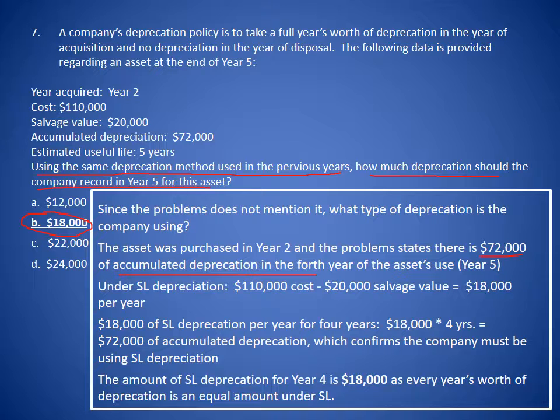So I'm going to first try straight line because that's the most simple, the most straightforward. So I have $110,000 cost. I subtract out the $20,000 salvage value.